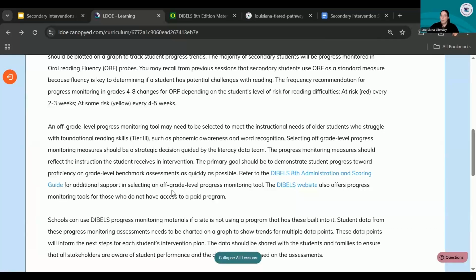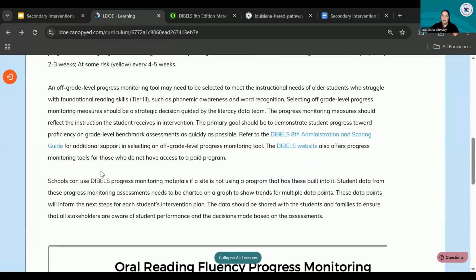Okay. So I just want to make sure you're aware of those resources for progress monitoring tools for those of you that don't have the paid program. If you have the paid program, use whatever's already in there because that's where you should be pulling your instructional materials anyway. There's no need for you to go outside of it. Just make sure everybody's really well trained on that program if you are using a program, anybody who's involved in this process.